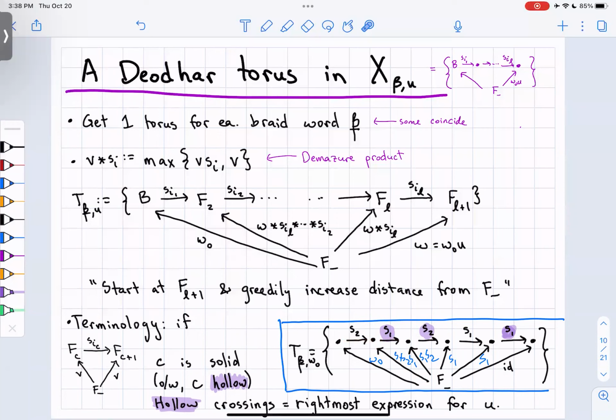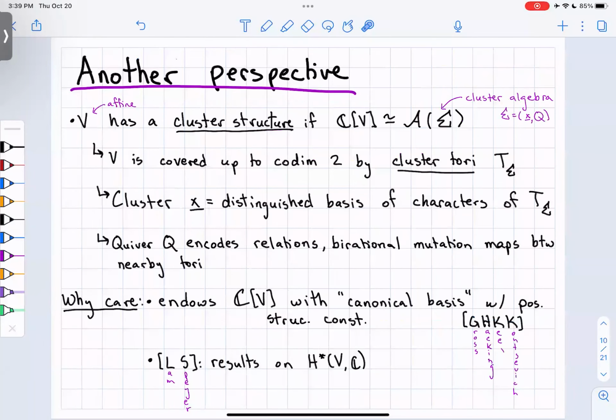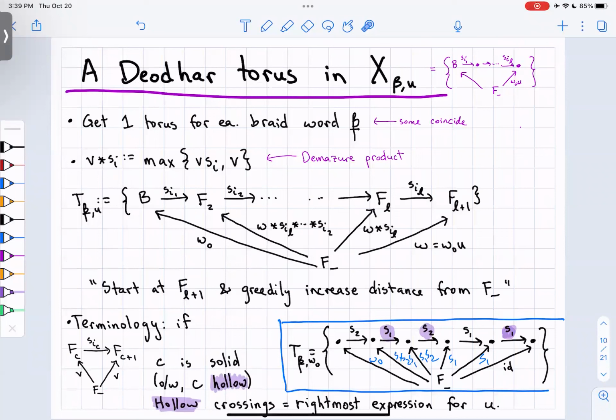Yeah, that's a great question. Okay, so this is a cluster torus, it turns out. So now I need to tell you about this distinguished basis of characters. And so these tori are determined by the collection of solid and hollow crossings. Yeah, that's right. Or I guess I get one torus for each braid word. And once I have the braid word and I've already picked my permutation U, then that determines the solid crossings. And like I said, this is really just a souped up version of the Deodhar stratification of Richardson varieties and the Deodhar torus.